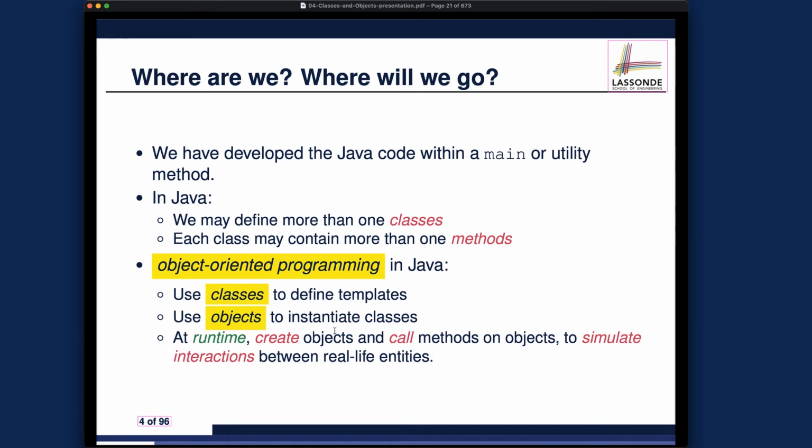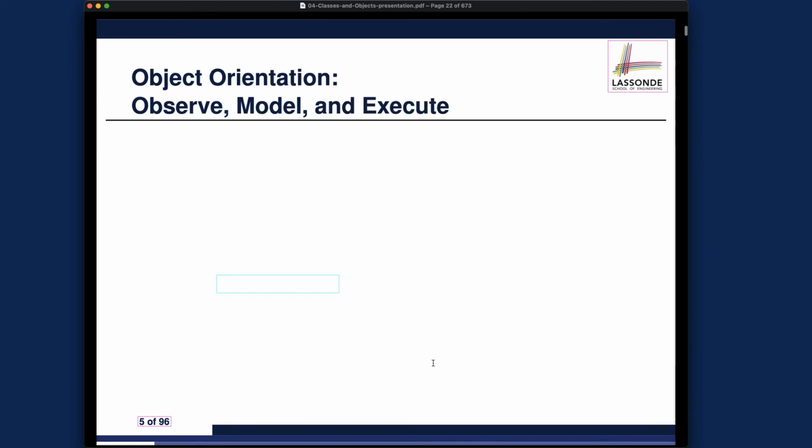And then at runtime, we may simply create objects, of different types or of the same type, and we may call methods on the objects, right? And then we will simulate how the real life entities are actually working with each other. That's really why this paradigm for programming is called object-oriented programming. So you create different types of objects at runtime, and you let them work together using method calls. So that's why. All right.